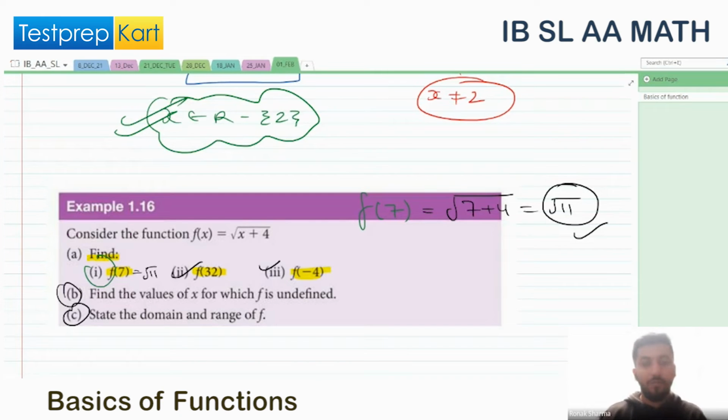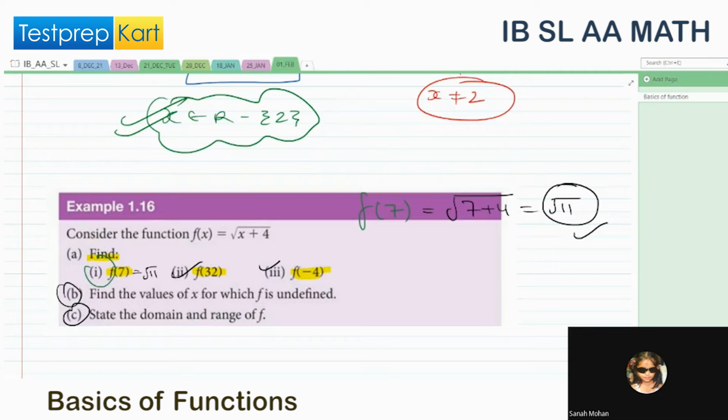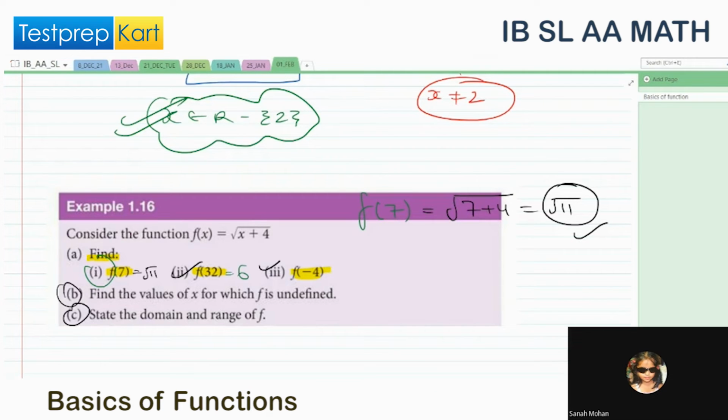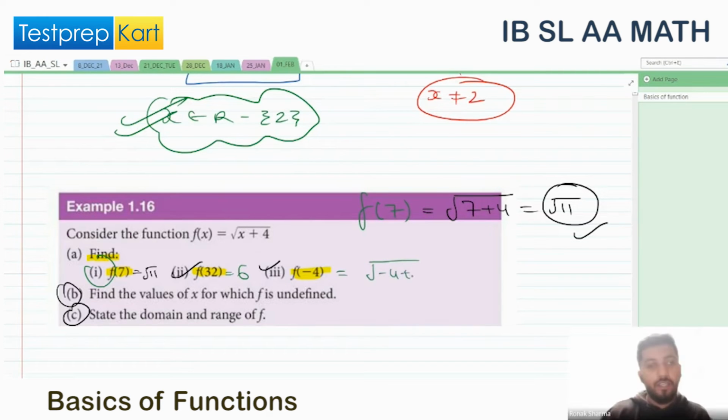Okay, let me see what you can do. So the second one is 6. Yes, the second one is 6. Very good. And then the third one? It's 0. Yes, root over 0 is 0.